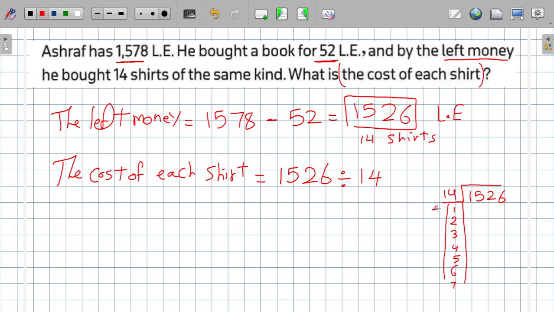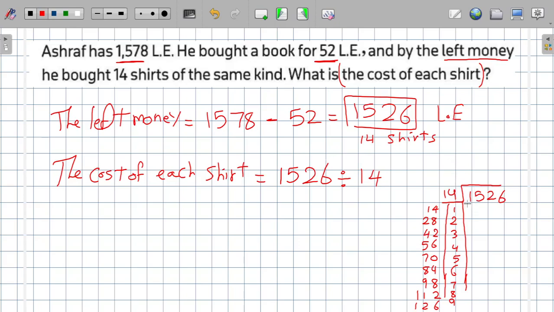Okay, 1 by 14 equals 14, 2 by 14 equals 28, 3 by 14 equals 42, 4 by 14 equals 56, 5 by 14 equals 70, 6 by 14 equals 84, and 7 by 14 equals 98. I think we will need 8 and 9. 8 by 14 equals 112, and 9 by 14 equals 126.